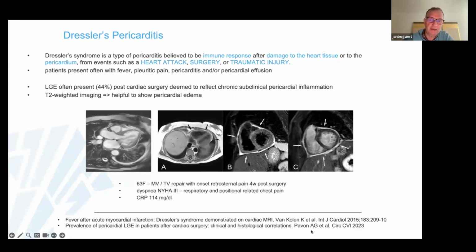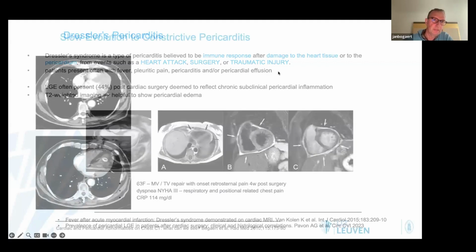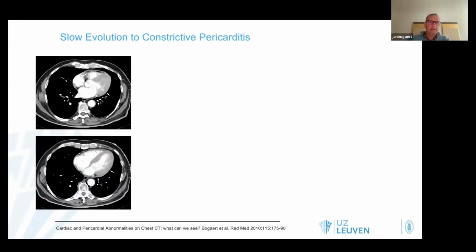There was a recent paper by the group of Lausanne, and they showed that this phenomenon occurs in about 44% of patients and reflects a kind of low-grade chronic subepicardial pericardial inflammation. And unfortunately, I can say in a small percentage of patients, an inflammatory effusion or inflammatory pericarditis, as you can see here, this patient has on CT a thickening, diffuse thickening, and enhancement of the pericardium.